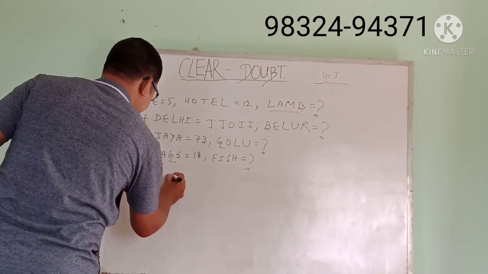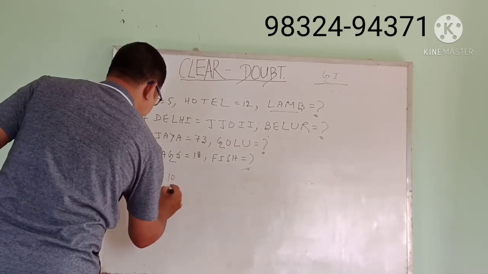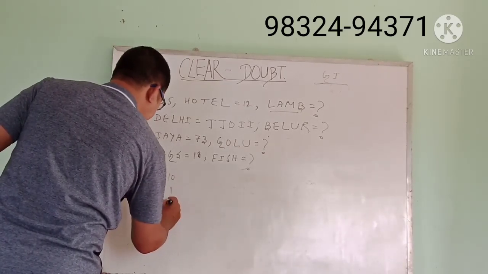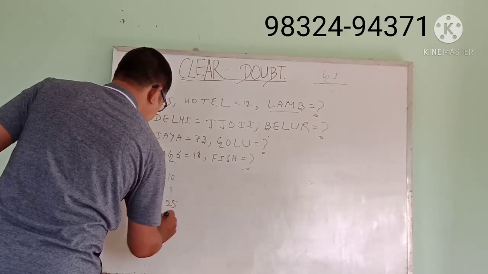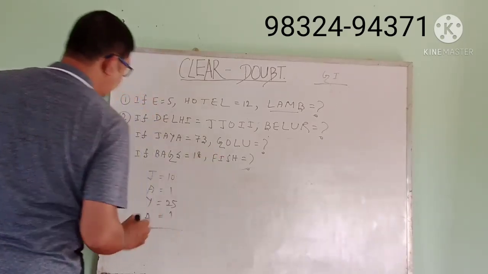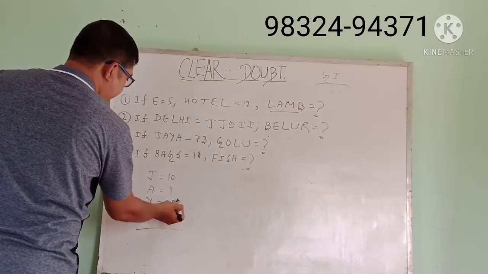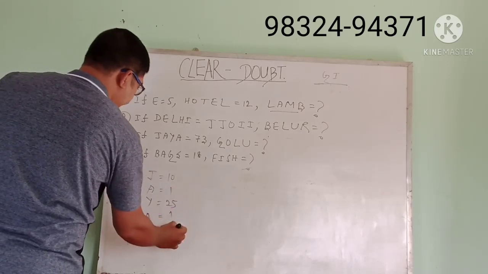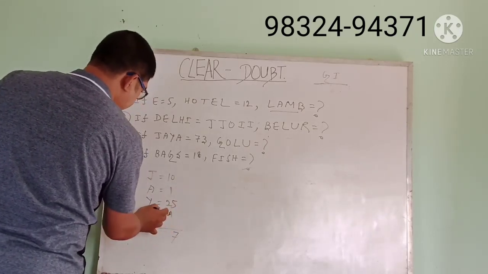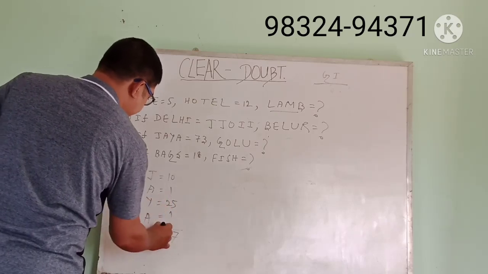The forward place of J is 10. The forward place of A is 1. The forward place of Y is 25. And the forward place of A is 1. So add up all of this: 5 plus 1 is 6, plus 1 is 7. 7 is there. And 2 plus 1 is 3.